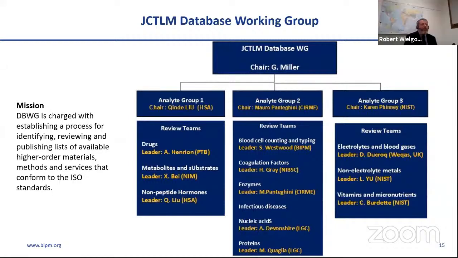So the database working group has 12 analyte groups, and these groups are made up of volunteer experts who review nominations of materials, methods, and services for their consistency with defined requirements in international standards.